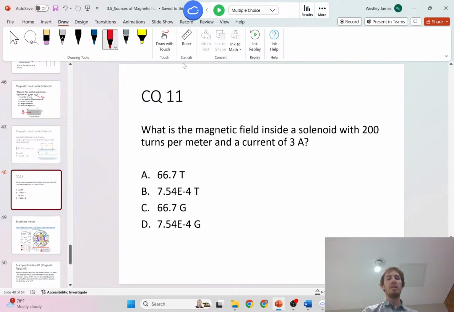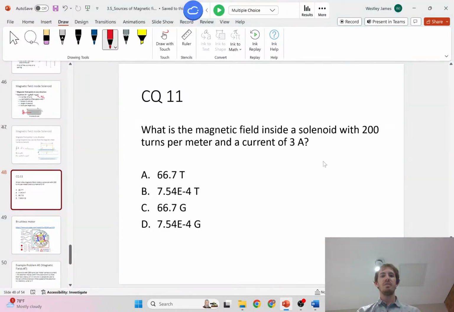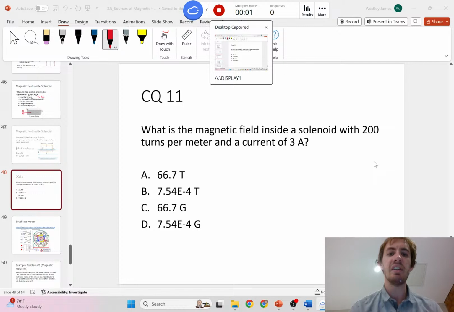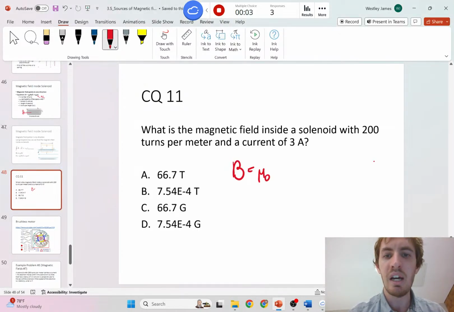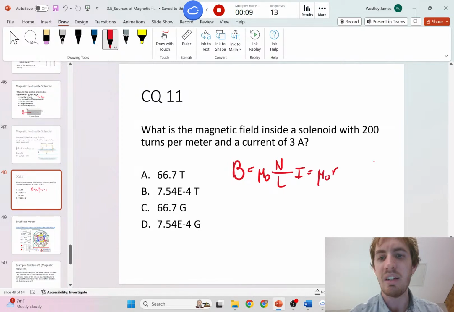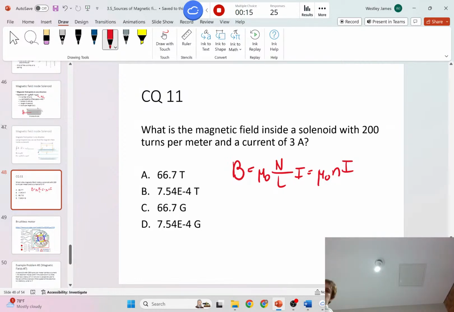Let's do a practice one. So we saw the equation. In fact, here it is. B equals mu naught capital N over L times I. And then I will remind you that lowercase n, there you go. So just practicing using these equations because the units are a little funky. Like this whole turns per length, what is that? Once you see enough times, it'll make sense.